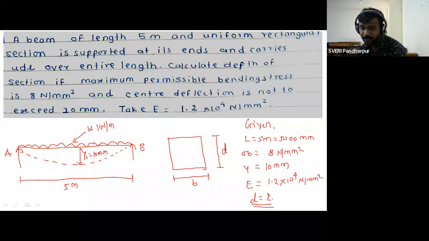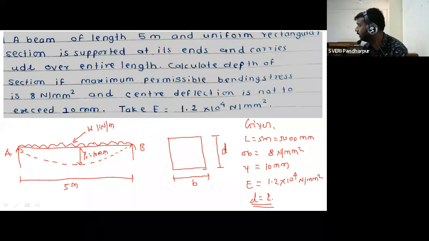So here we have to apply some small concept of bending stress formula. The bending stress is given as 8 Newton per mm square. Is the value of W given to you? Magnitude W is not given. So we have to calculate some unknown parameters in the form of W, and that W value we have to put in our deflection equation.